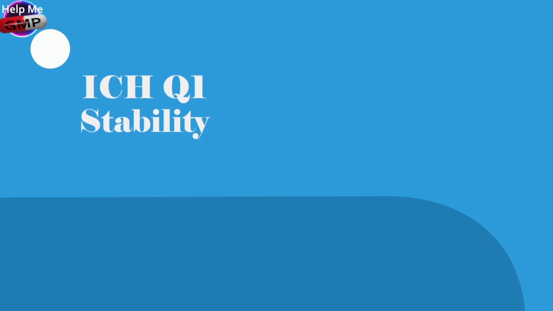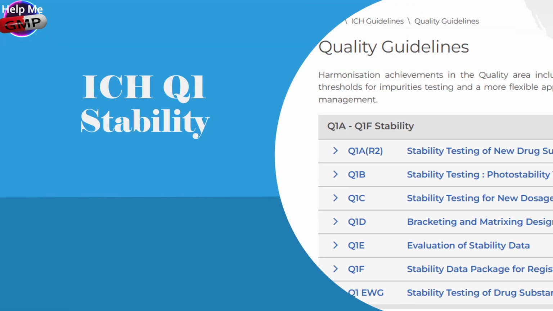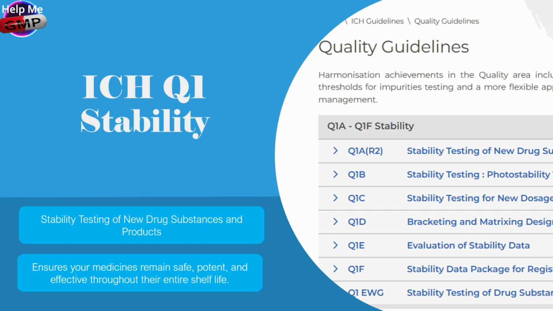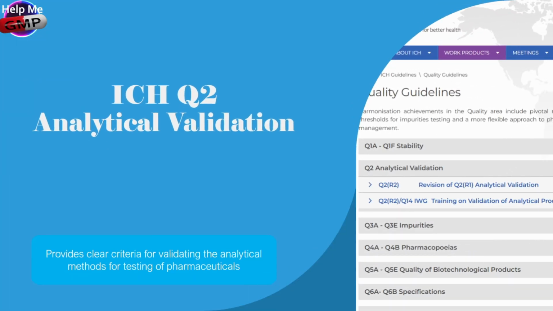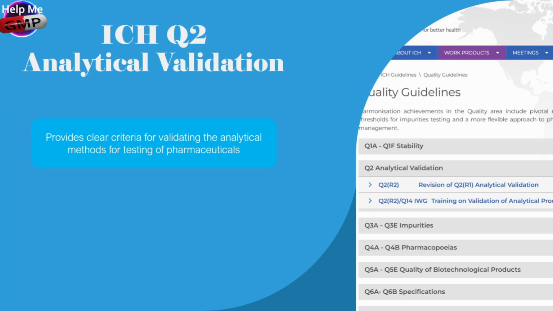First up, we have Q1, Stability Testing of New Drug Substances and Products. This guideline explains how you ensure your medicines remain safe, potent, and effective throughout their entire shelf life. Next is Q2, Analytical Validation. This crucial standard lays down clear criteria for validating the analytical methods you use in testing your pharmaceuticals, ensuring accuracy and reliability.